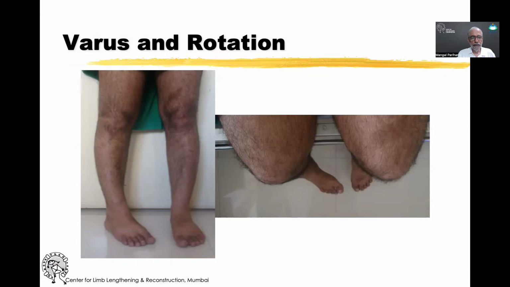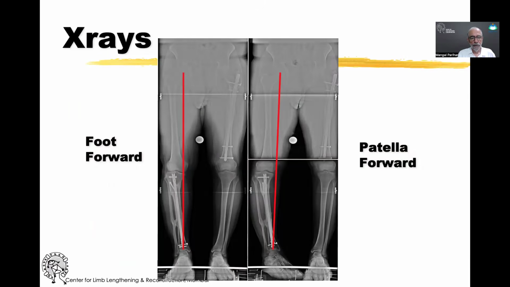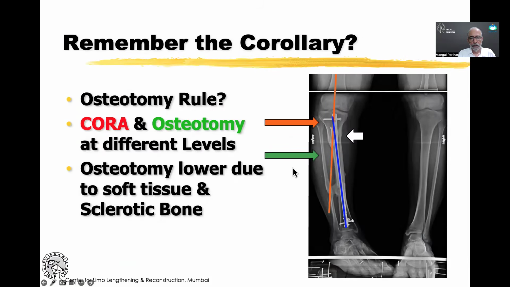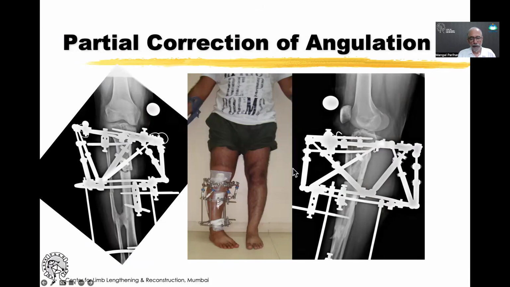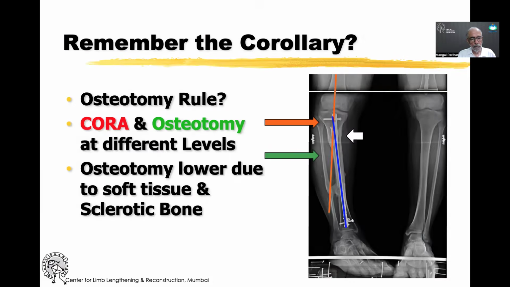Now, whenever there is varus as well as rotation, as I showed you in that earlier case, you notice the difference with the foot forward on the left side and with the patella forward, which is the way that we ideally should do it. You notice that there is much more medial deviation of the weight-bearing axis. So here again, the CORA is up there.